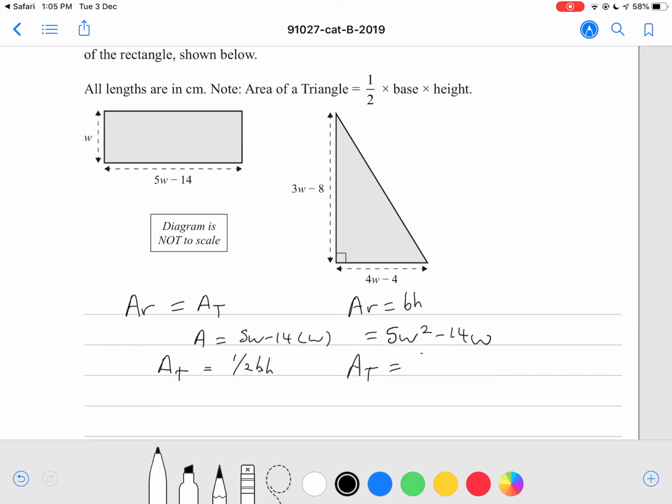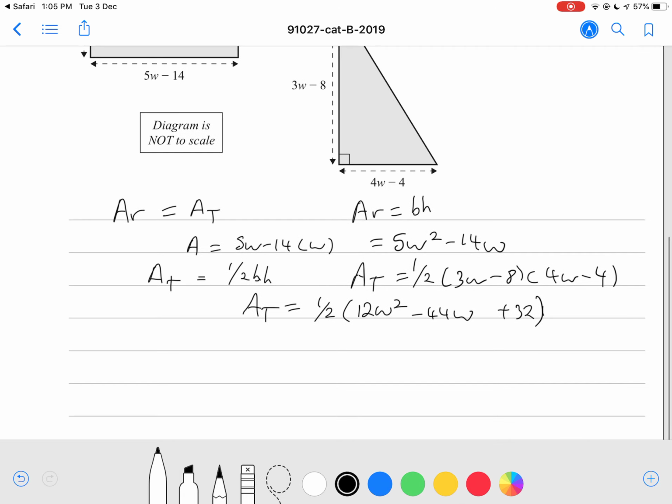Area of the triangle is equal to half base times height. So area of the triangle equals one half of (3W minus 8) times (4W minus 4). We'll expand first, so one half of 12W squared minus 12W minus 32W plus 32. Now we can simplify even more. So area of the triangle equals 6W squared minus 22W plus 16.